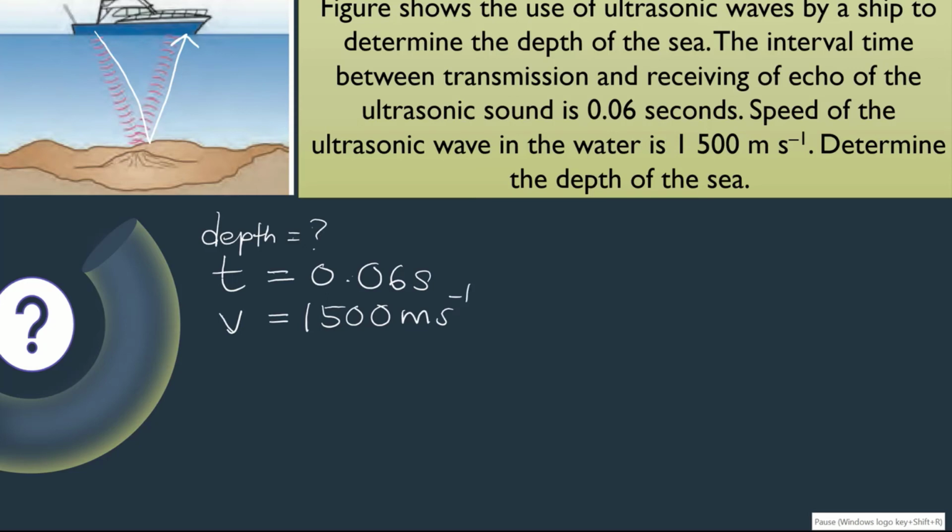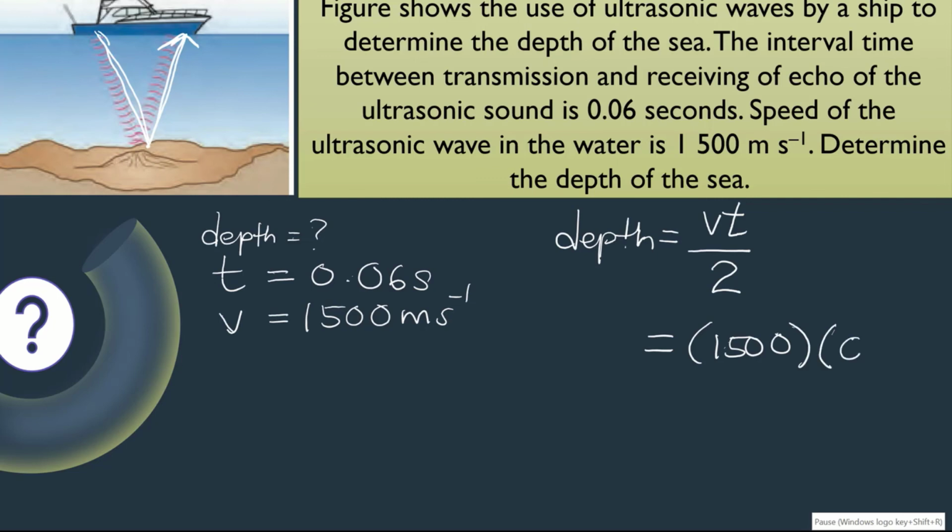To determine the depth, just now we looked at the formula. You write the formula here, depth equals vt over 2. So why 2? Because the time is from here and then reflected back, so it is twice the depth. We just substitute the values, and time 0.06, and use your calculator. Therefore, the depth of the sea is 45 meters.